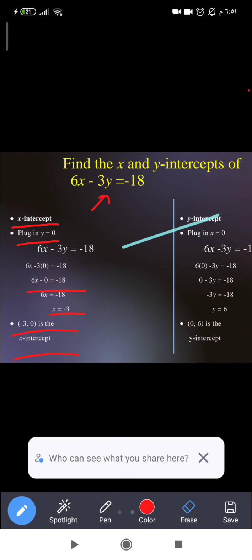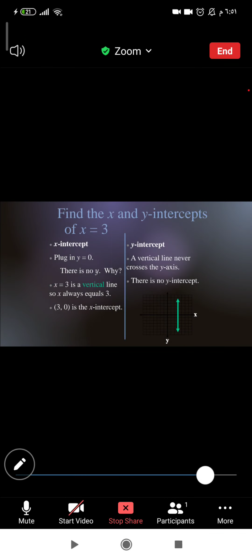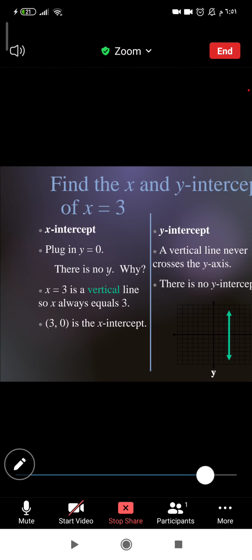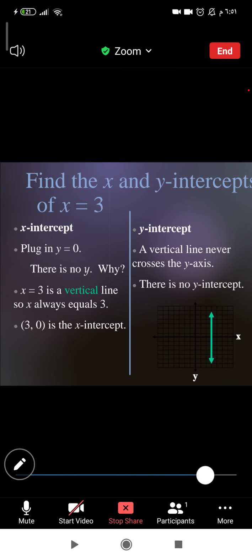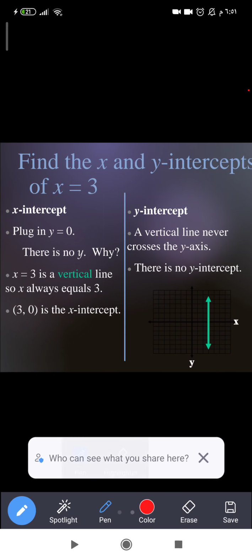Okay, in this way I can always find the x-intercept and y-intercept, and how I can identify the linear equation. Look, now find the x and y intercept for the equation just x equals 3. This equation, x equals 3.